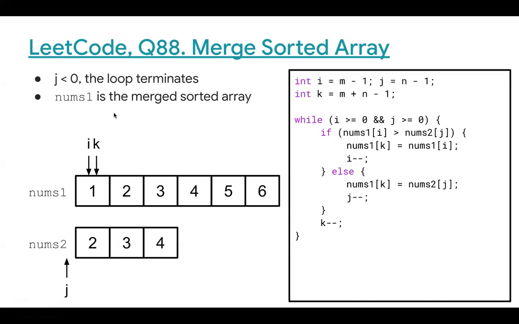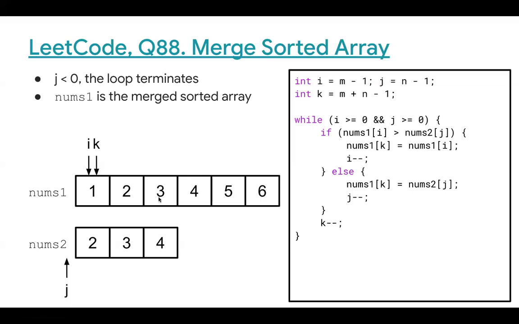And so finally, nums1 is the resulted merged sorted array. So we have a code like this. Okay, but one thing I want to draw your attention to is that, in fact, this code has a bug or has a problem. Now, what is the problem?